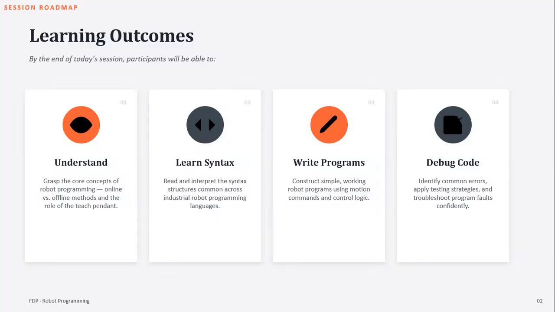So these are our learning outcomes for day 2 faculty development program. By the end of today's session, you will be able to understand the fundamentals of robot programming, learn commonly used programming syntax, write simple programs efficiently, develop intellectual skill to identify the programming errors, and understand how industrial robots execute automated tasks in real manufacturing environments.